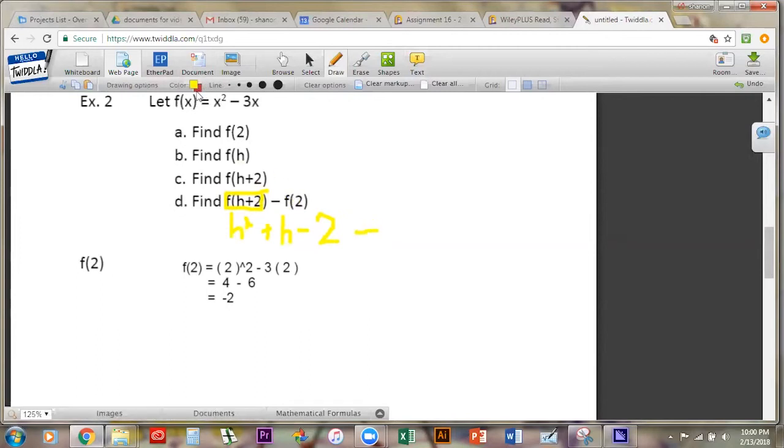Let's do it in red. Please notice that this negative is going to affect everything here. So I'm going to put some parentheses here to remind me that this negative out front affects everything inside of the parentheses. F of 2. Well, if I remember right, in part A, we found f of 2 and got the answer negative 2. This looks like a simple simplification then.